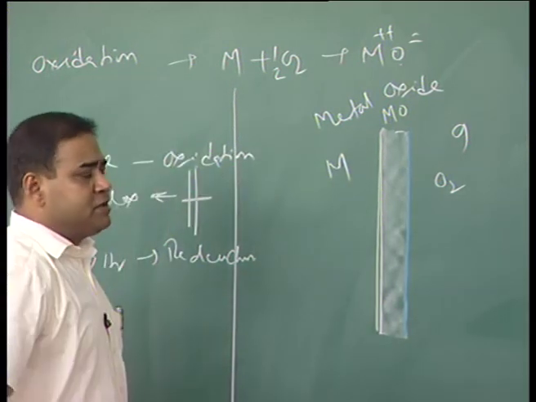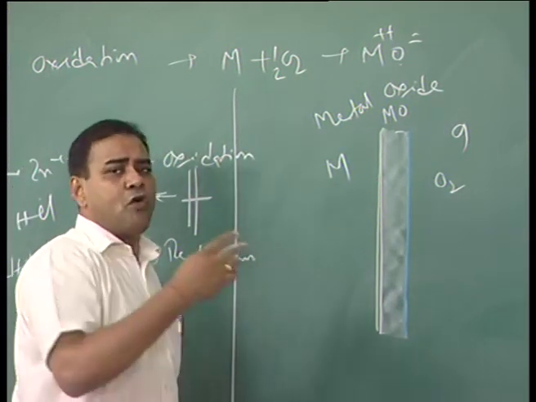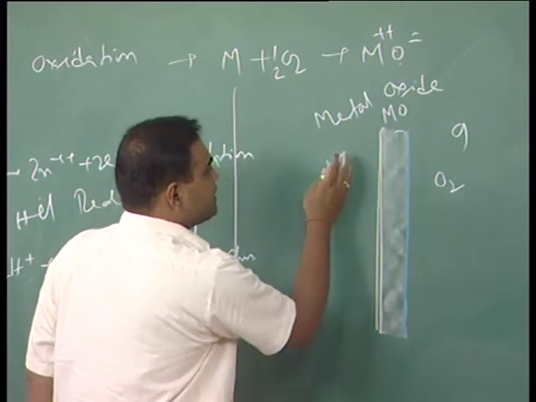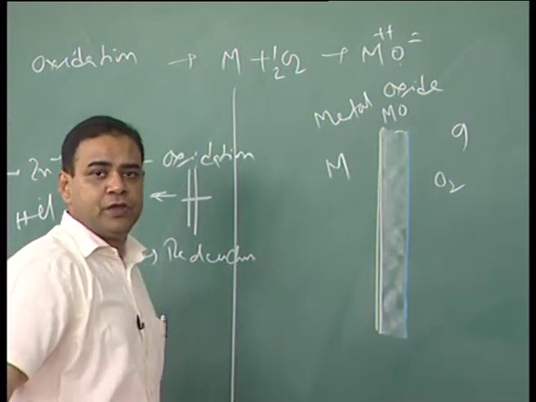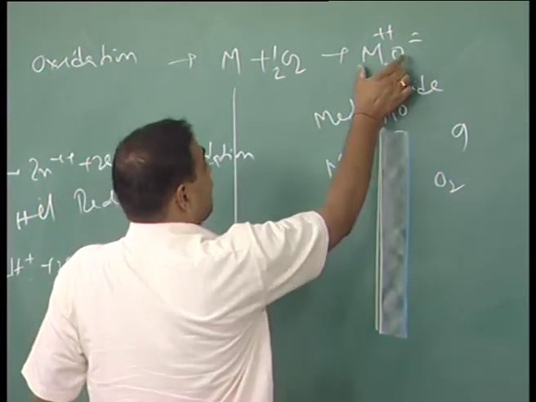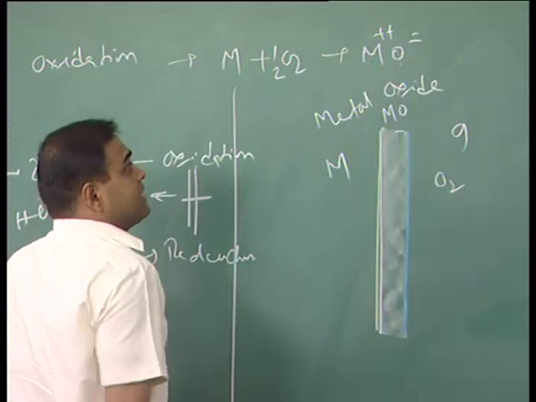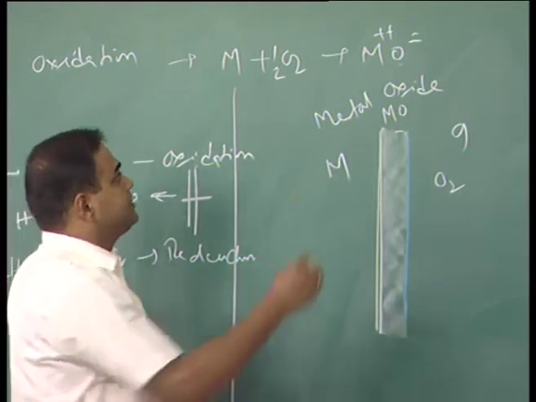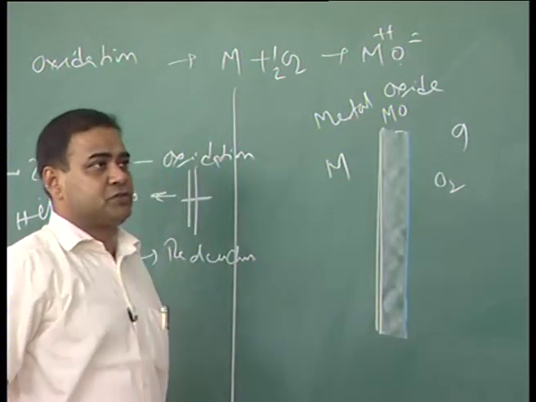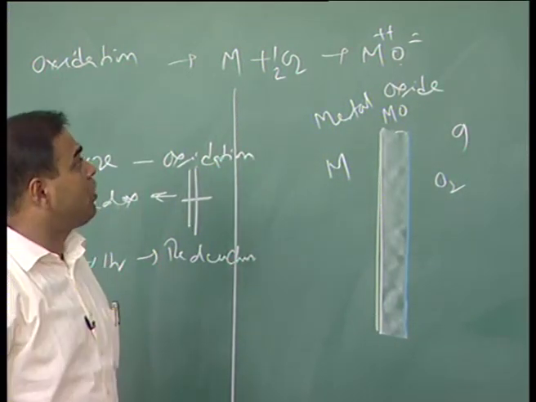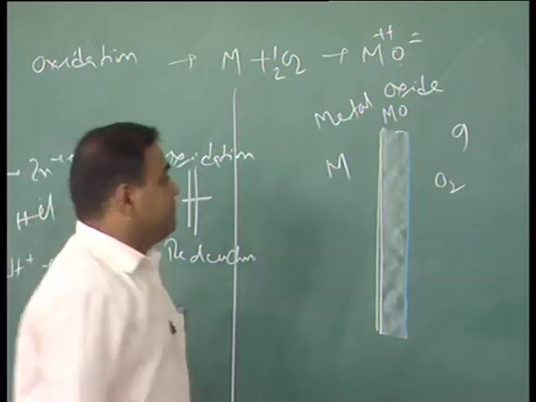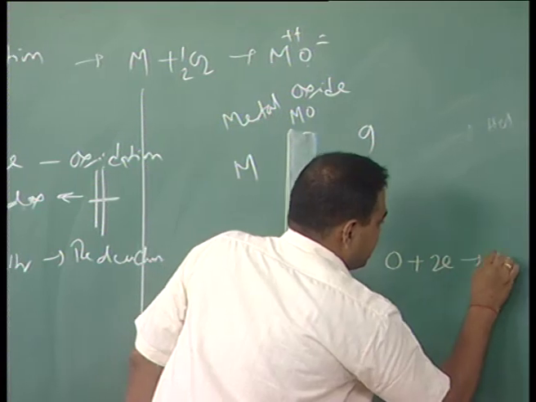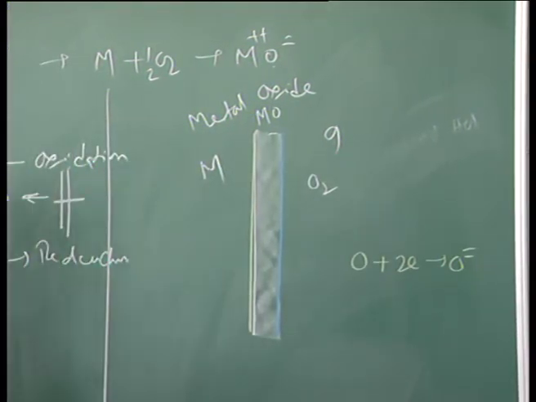Now as I have mentioned, there could be diffusion of oxygen ion from the outer surface to the inner surface, or metal ion can diffuse out. So if MO is the oxide, that means there must be metal ion formation, M++, and there must be oxygen ion formation, which is O2-. How would you form O2- from oxygen? That means you have to add 2 electrons, then only it can go to O2-.